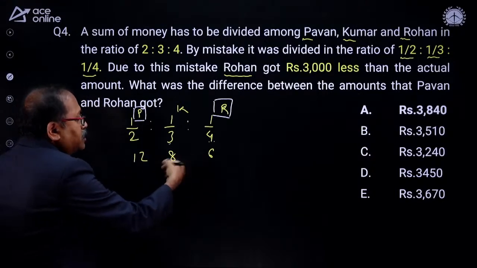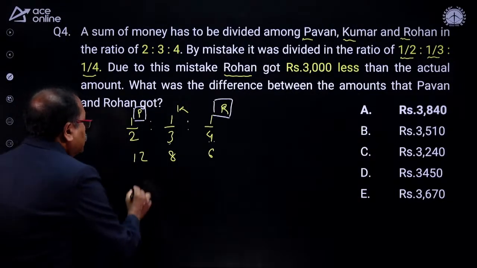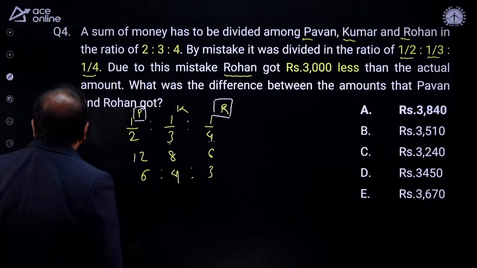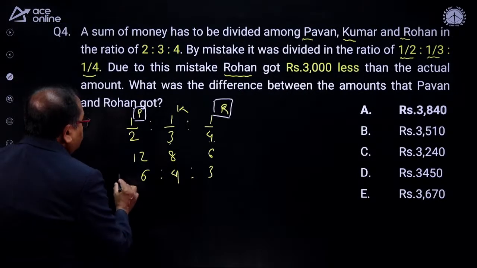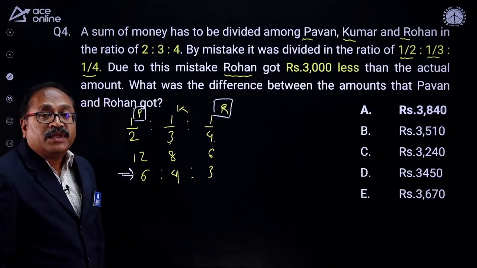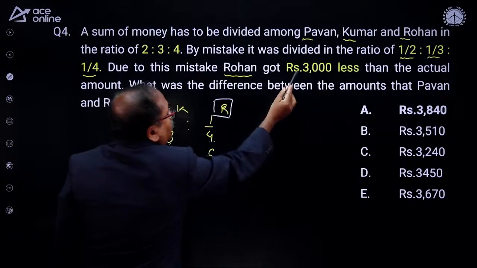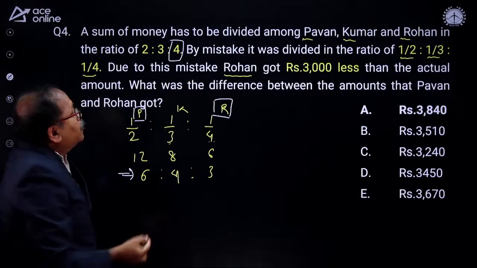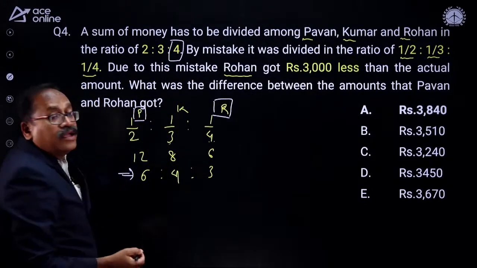As these numbers are getting cancelled by 2, cancel them. That is 6:4:3. This is the ratio in which the money was given by mistake. So as a result R got less. So what was R's share in the actual ratio? 4 parts out of total 9 parts.